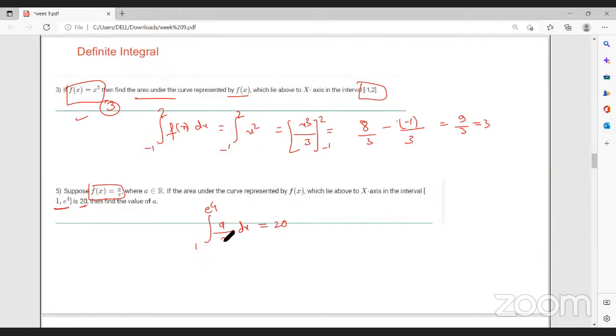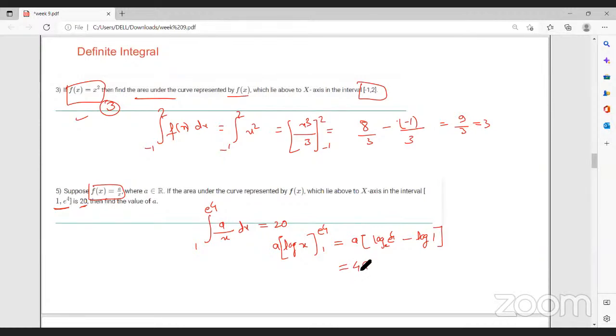So what is the integral of a by x? A is a constant, I can take it outside. So the integral of 1 by x will be log x. So a log x is equal to 20, with limits 1 to e to the power 4. So it will be a log e to the power 4, this is natural log, log base e, minus log of 1. Log of 1 will be 0. The 4 will come to this side, so log e to the base e will be 1. That is 4a.